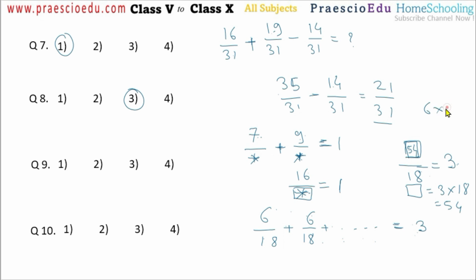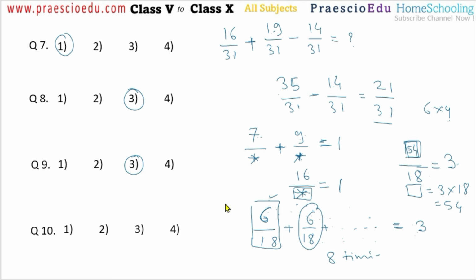So 6 multiplied by 9 means the addition of this 6 nine times. But here 6 by 18 is already mentioned once, so that is one time already given, and the other times we have to add. So in the answer we can say 8 times we have to add this 6 by 18. So this is 8 times, and then this is 1, which is why we have 6 multiplied by 9. So 8 is there in option number 3.